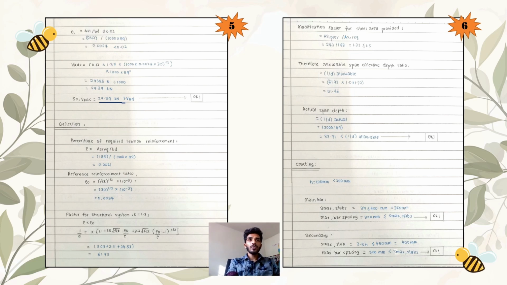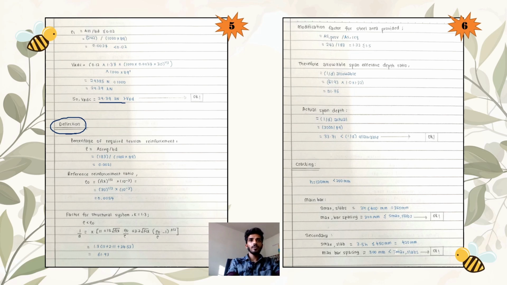So now we're going to see the deflection. Deflection is about the percentage of required tension reinforcement, which is ρ equals As required over bd. So the As required is 183 as we found earlier. It will be divided by 1000 times 89. So the reference reinforcement ratio will be ρ0 equals fck to the power of 1 over 2, times 10 to the power of negative 3.